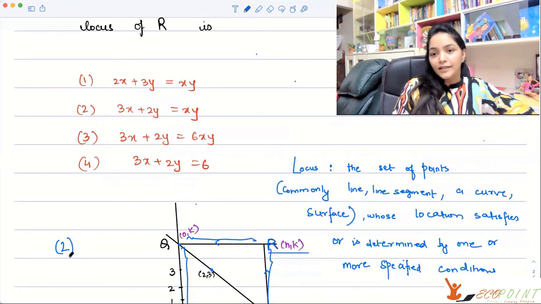Locus is basically the set of points satisfying a certain condition. This time the conditions were associated with the point R. So R point I've taken as h comma k. So what is the property that h comma k is satisfying? That is what we have found out in a generalized form. When it is in generalized form, you will give an answer in x and y.